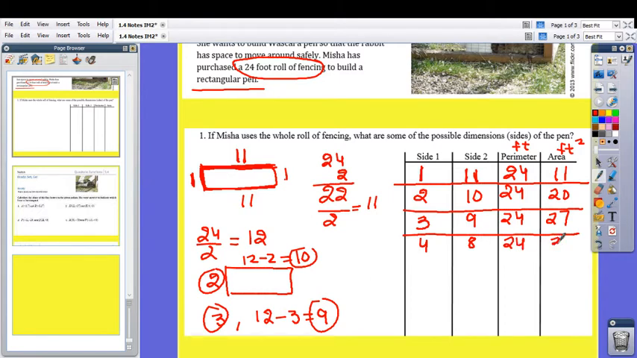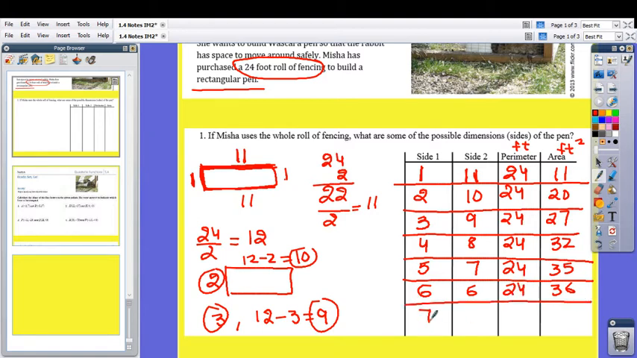So 24, and this will be 8 times 4, 32. So then if it is 5, 7, so this will be 24 and 5 times 7, so 35. When this is 6 and 6, this will be 36 and perimeter is the same. When this is 7, this will be 5 and this is 24 and this will be 35. If you take a look, this is the same as that one. So after this it starts repeating.